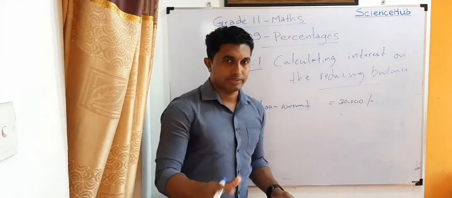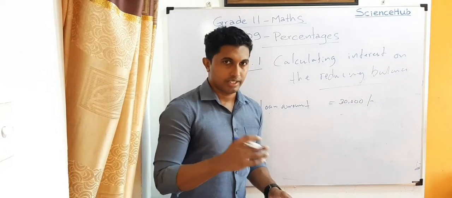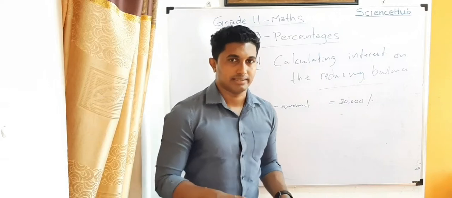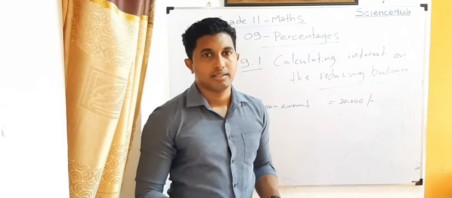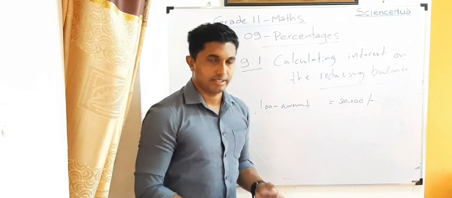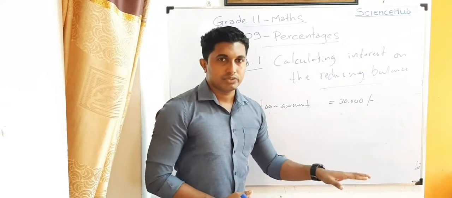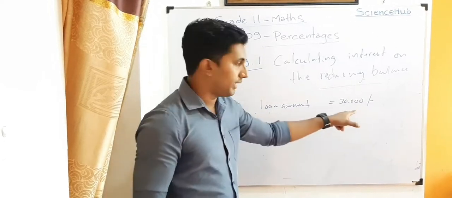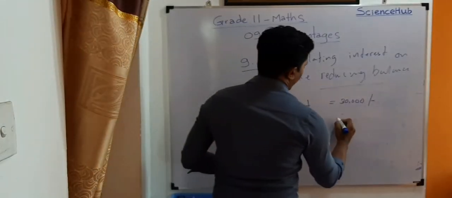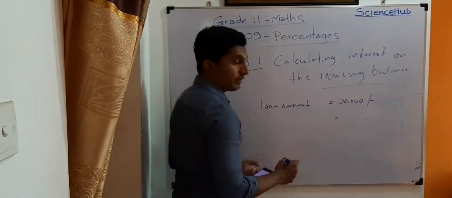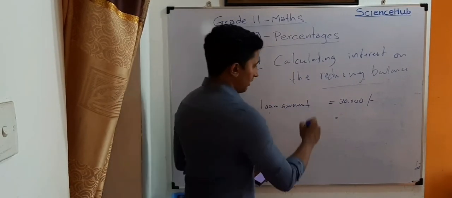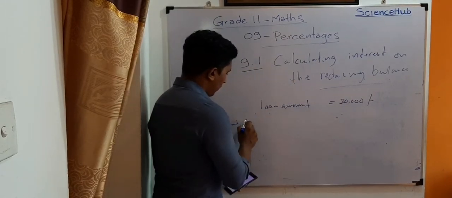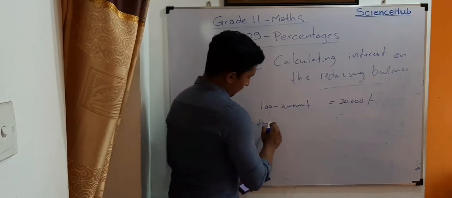The method for calculating interest in here is interest calculating with the reducing balance. But for the first month there isn't any reducing balance. For the first month it is equal to the capital, which means the 30,000. Then if the monthly interest rate is 2%, what could be the interest for the first month?